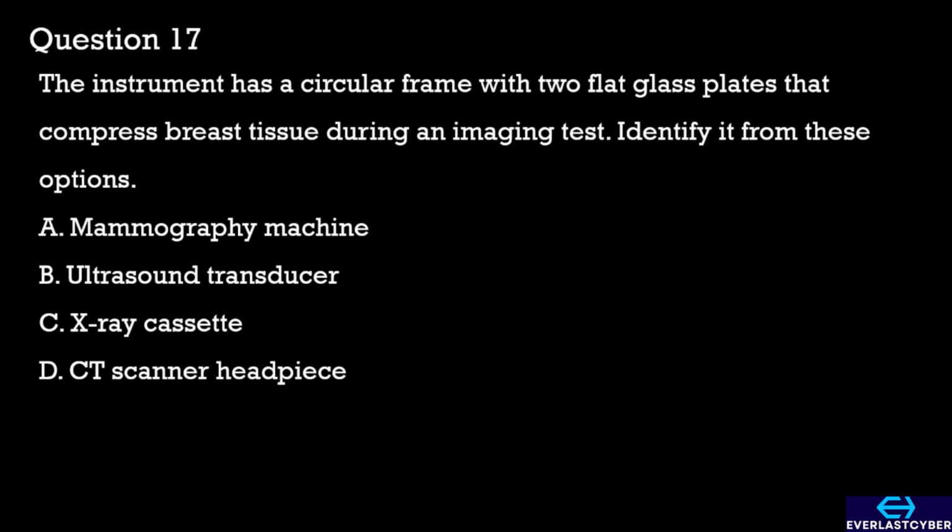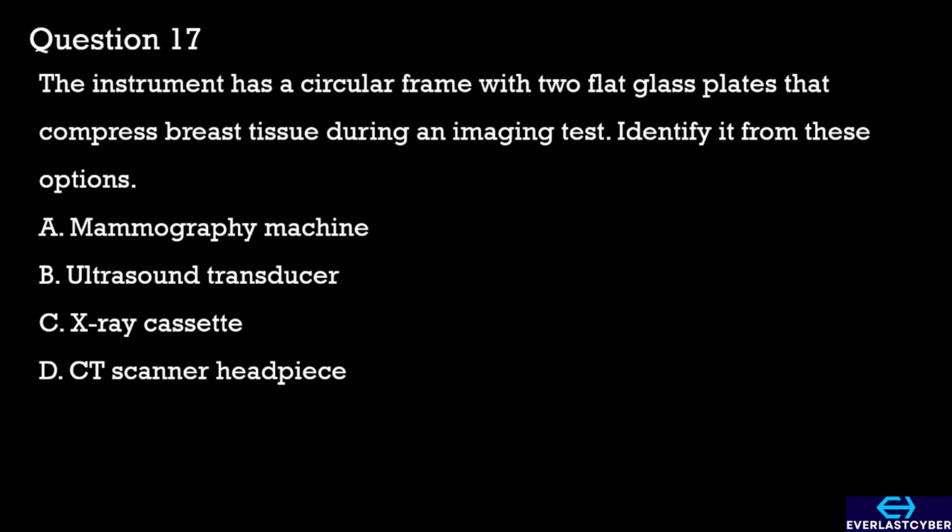Question 17. The instrument has a circular frame with two flat glass plates that compress breast tissue during an imaging test. Identify it from these options. A. Mammography machine. B. Ultrasound transducer. C. X-ray cassette. D. CT scanner headpiece.